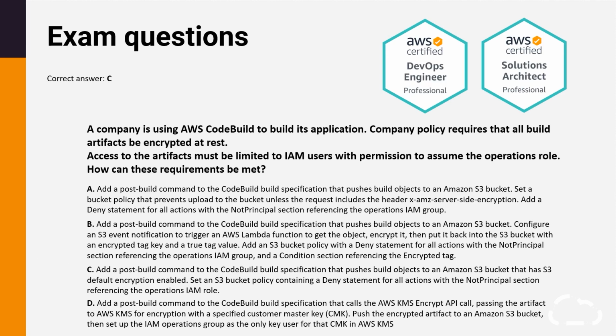Of course, in this case, the correct answer will be C. The S3 default encryption ensures that artifacts are encrypted at rest, and the bucket policy can control access to these artifacts.